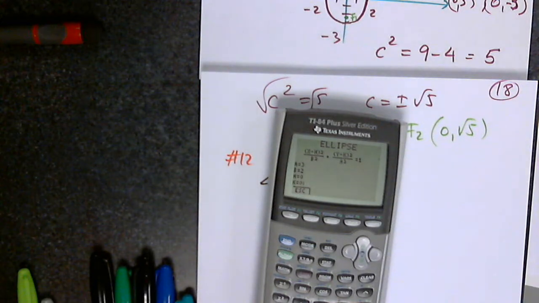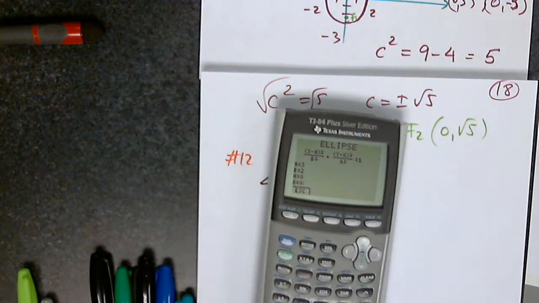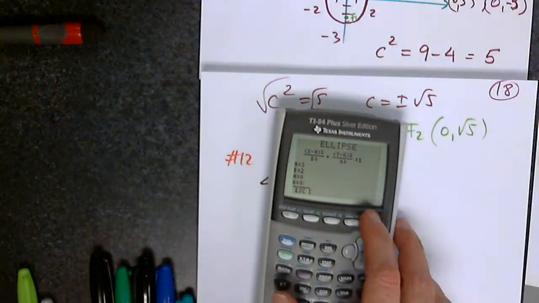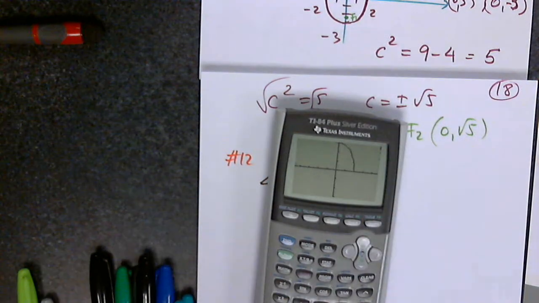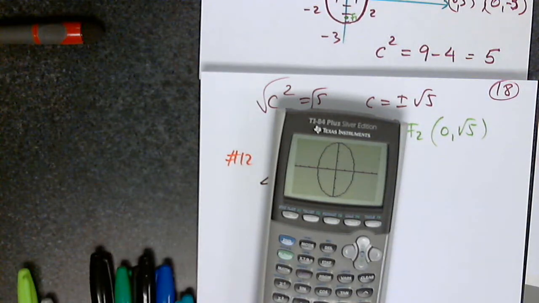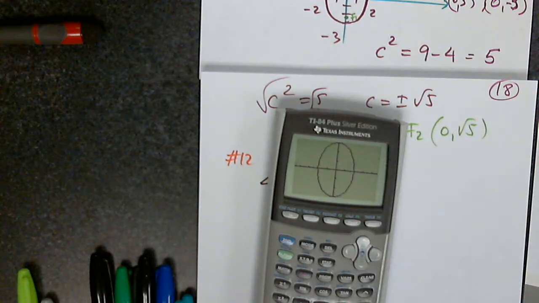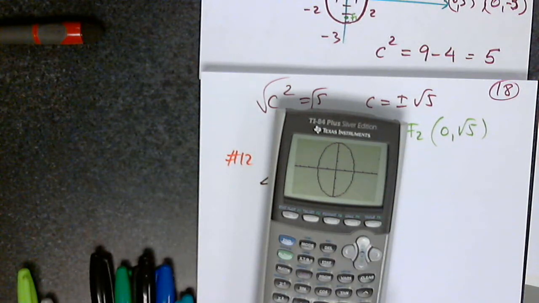So under Y, I have 9. So that will be 3. Under X, I have 4. So that will be 2. But it's not shifted. It's not a shifted conic. It has the center at the origin. So now I'm ready to graph. Press graph. And here it is. And that's the ellipse. Major axis 6. And it's on the y-axis. Any questions?